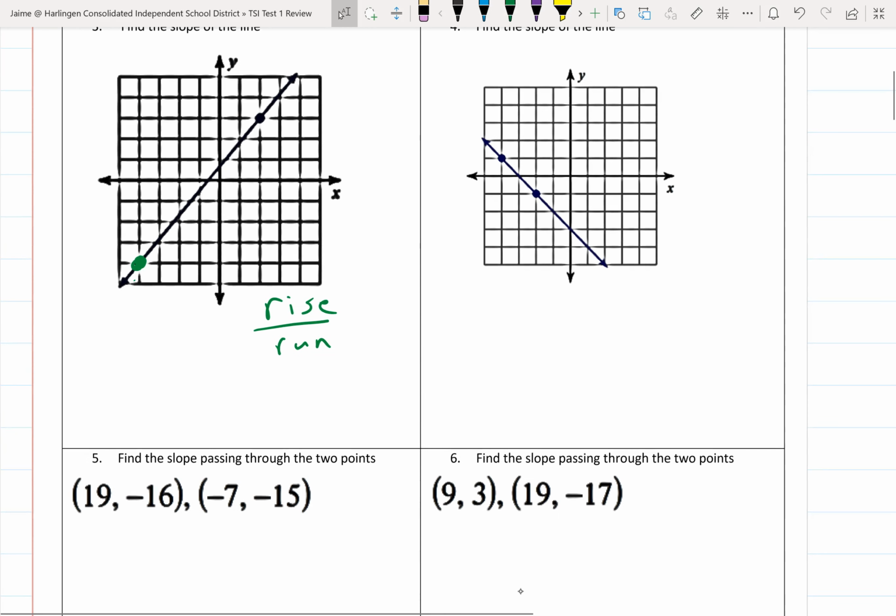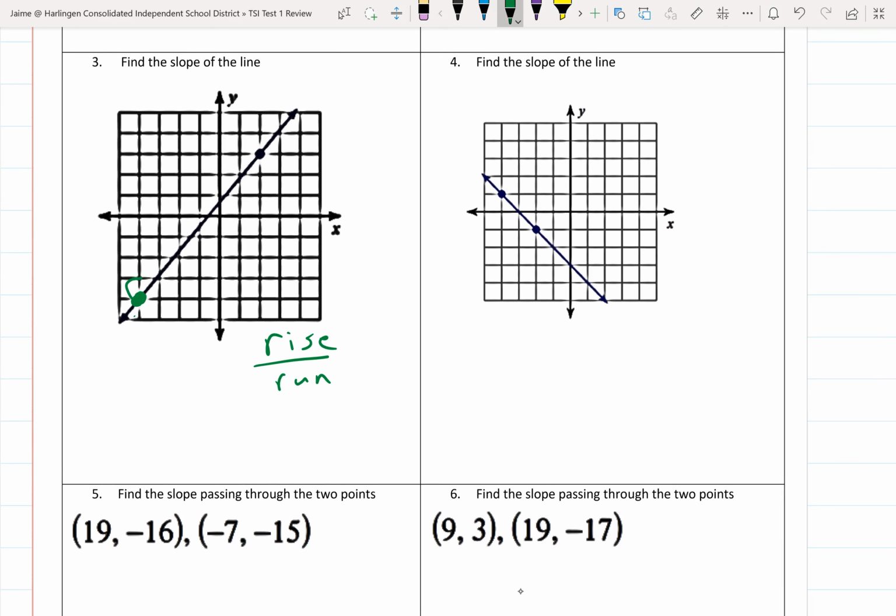So let's see. 1, 2, 3, 4, 5, 6, 7. So I went up 7. And we'll get the run. The run, that's important. Remember, if you go to the right, it's positive. If you go to the left, it's negative. In this case, we're going to go to the right, because you're right here right now.